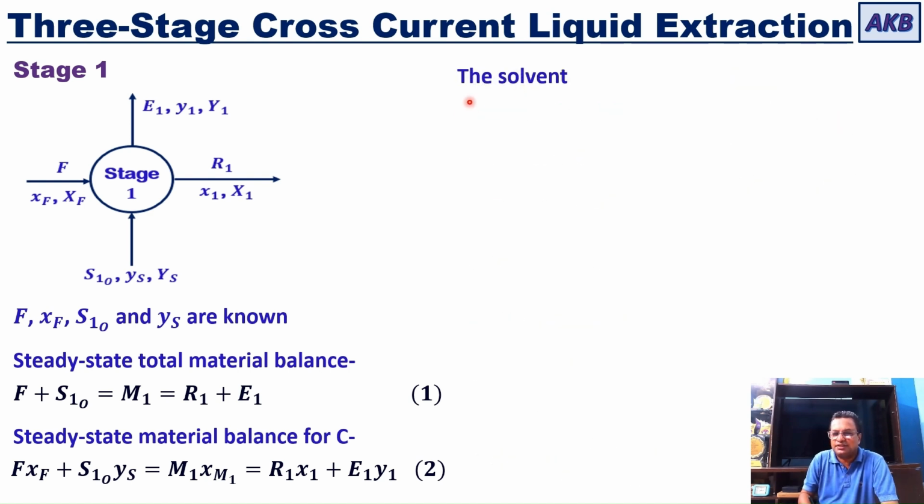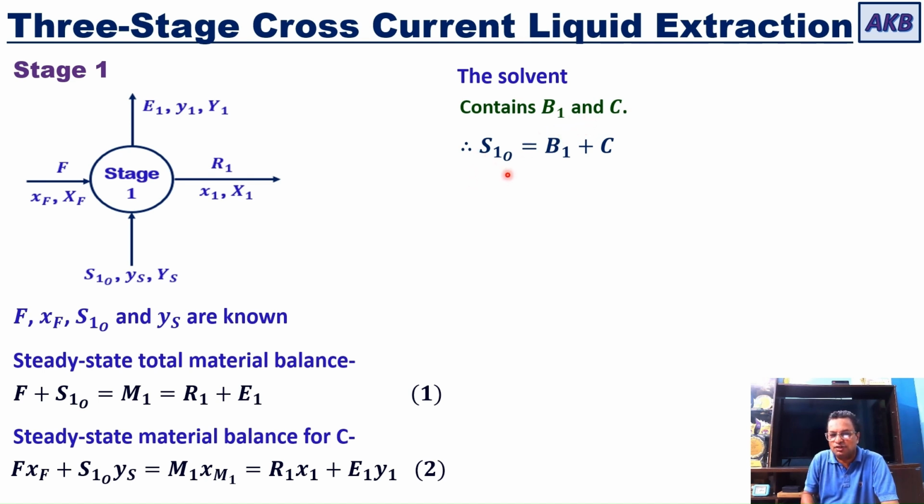Now let us look at the solvent. Solvent will be containing B1 and C in it. Why B1? Because we are talking about the solvent that is admitted into stage number 1. So if it is a recovered solvent, it will contain C. If it is pure solvent, it will just contain B1. So let us consider that it is a recovered solvent.